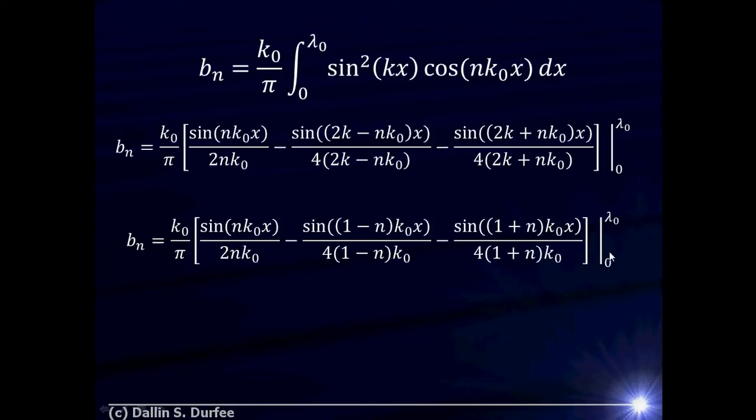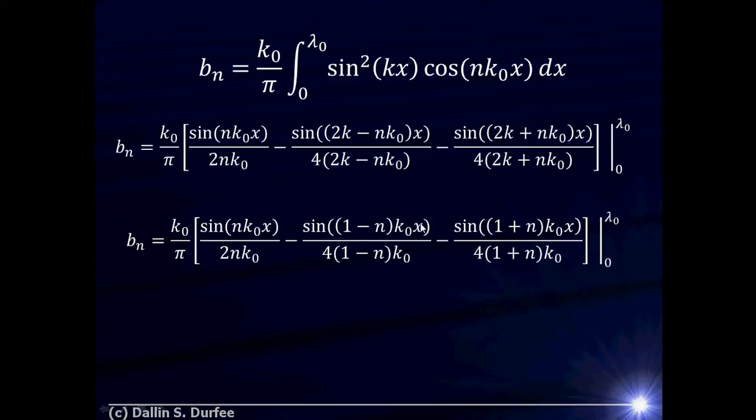Now when I go to plug in my limits, when I plug in 0, all of these sine waves are going to go to 0. But when I plug in lambda naught, what is lambda naught? It's 2 pi over k naught, or k naught is 2 pi over lambda naught. So when I plug this in, n k naught lambda naught is just going to be n times 2 pi. So that's going to go to 0, right? N times 2 pi, for any value of n, that's going to go to 0.